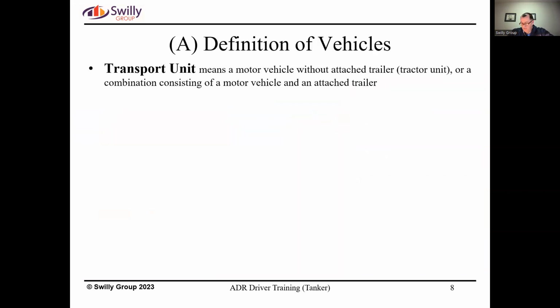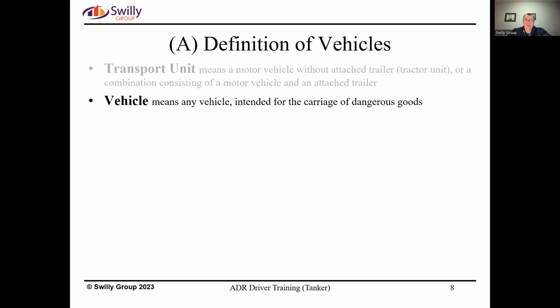There's some more definitions there that you need to be familiar with on page 7. A transport unit, when they're referring to the transport unit, they're referring to the whole vehicle. Now, if it's a tractor unit on its own, or a trailer on its own, they could be referring to that specifically. But in general, the motor vehicle without the attached trailer or a combination consisting of the motor vehicle and the attached trailer. So the tractor unit on its own is considered to be a transport unit. But if there's a trailer attached to it as well, that whole thing, from back to front, is considered to be the transport unit as such.